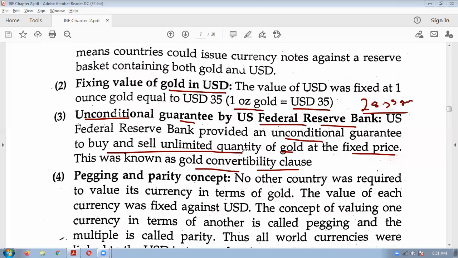Imagine how many countries there are in the world. All the countries will sell gold to the USA, and it will purchase and give dollars, or it will buy dollars, or it will sell dollars. So it should have both reserves. It should have a sufficient quantity of gold, and it should have its own currency, dollars, also. So this was a very important condition, the unconditional guarantee given by the US government in that conference, that we will buy and sell unlimited quantity of gold at the fixed price, that is, 35 dollars per ounce.